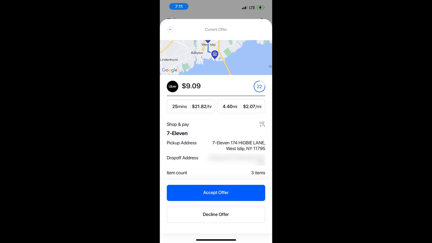All right, so our first for Uber. For the Quest, exactly. This is a good one. It was $9.09 for 4.4 miles. So it was over $2 a mile. Perfect. In terms of the dollar per hour, it was $21 per hour. So it was over that as well.